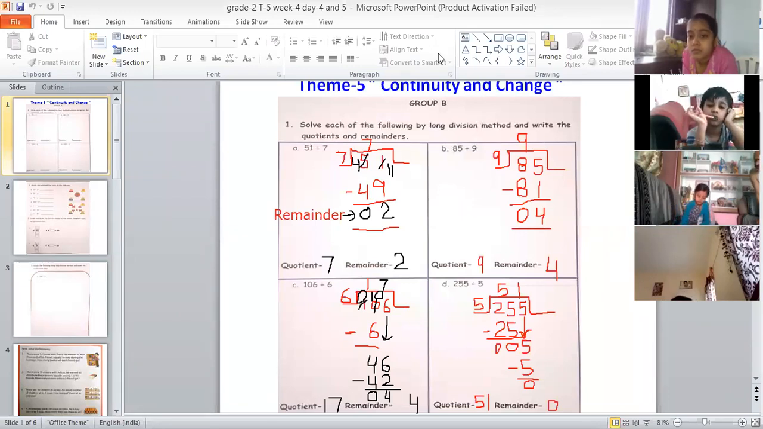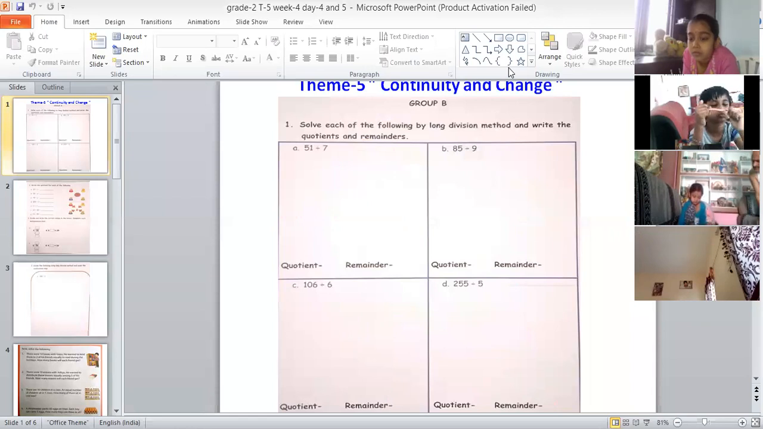Okay, children, I'm clearing all this, and please open page number 15. Open page number 15 of your math course book. Write date and classwork.